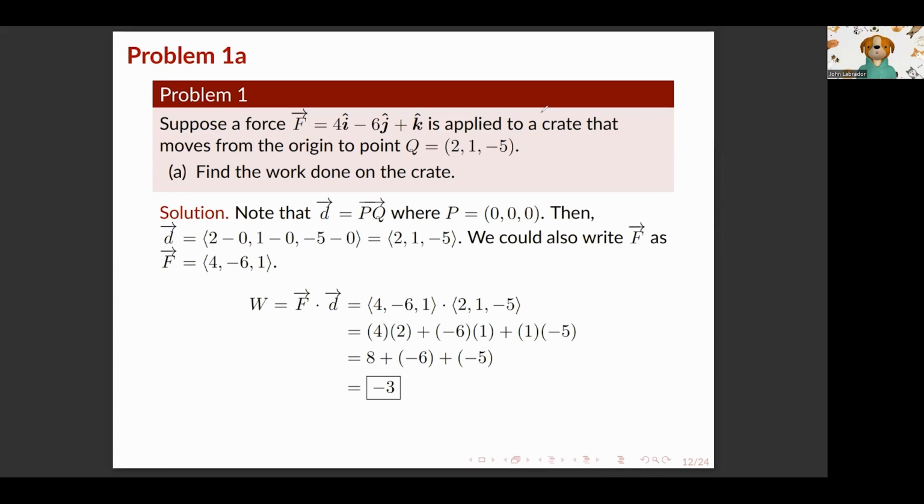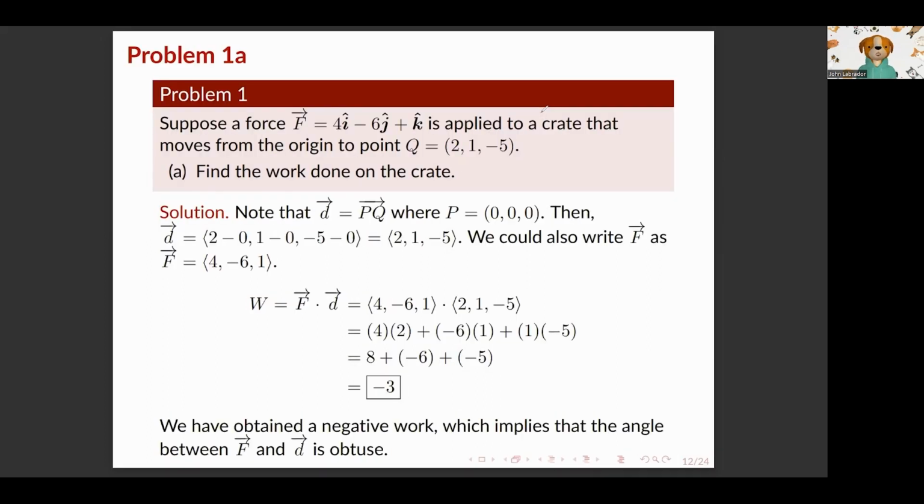We have 4 times 2 is equal to 8. Negative 6 times 1 is equal to negative 6. 1 times negative 5 is equal to negative 5. We add them together. We have 8 minus 6 is equal to 2. 2 minus 5 is equal to negative 3. So we obtain a negative work. So this implies that the angle between the vectors, the force and the displacement, is obtuse.